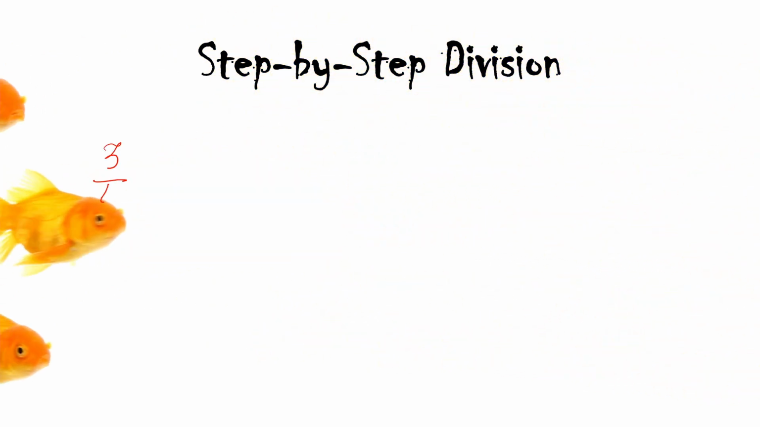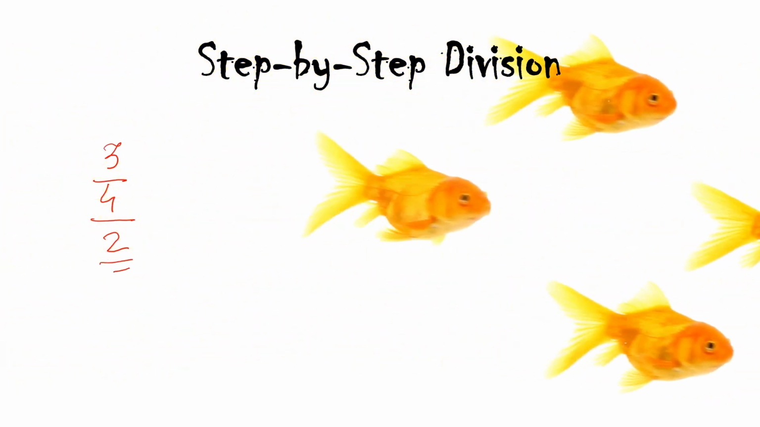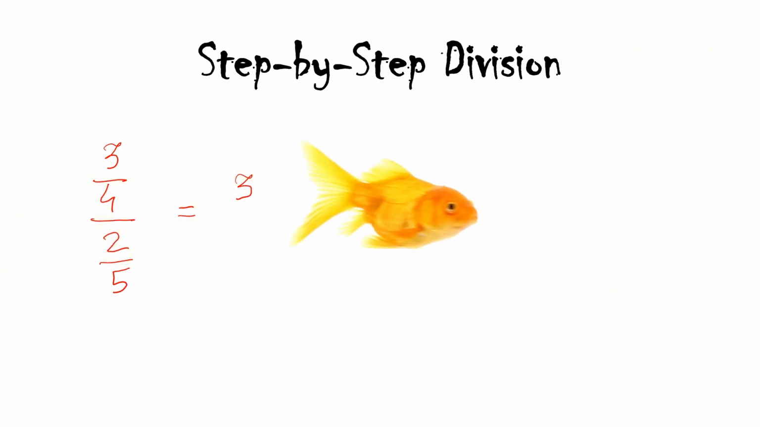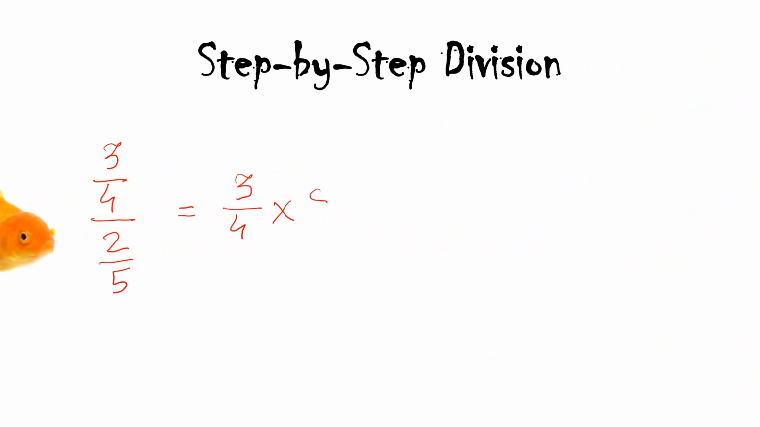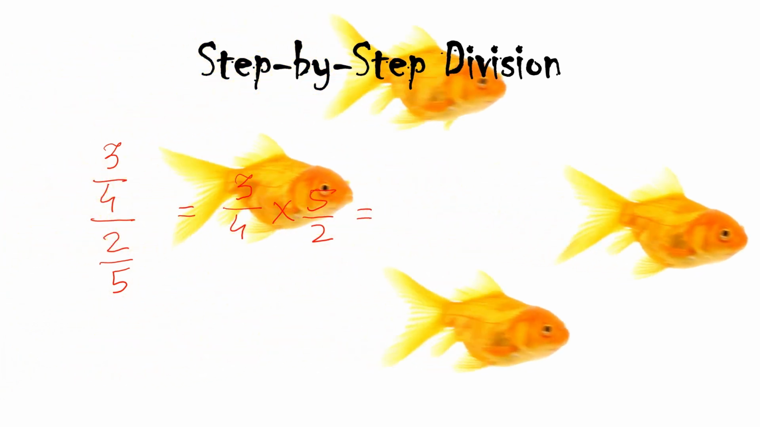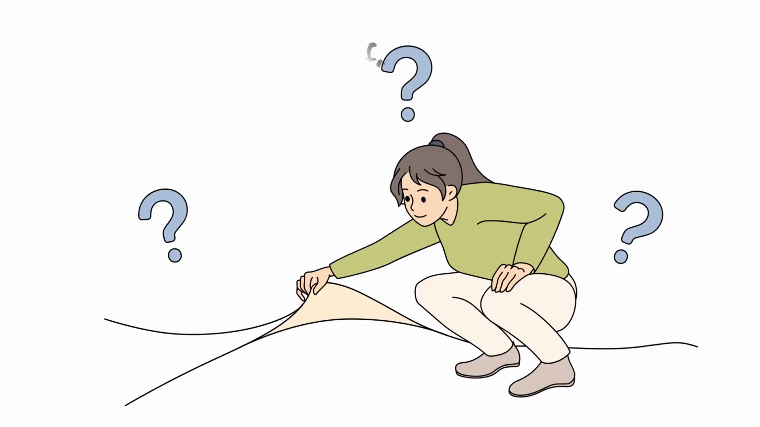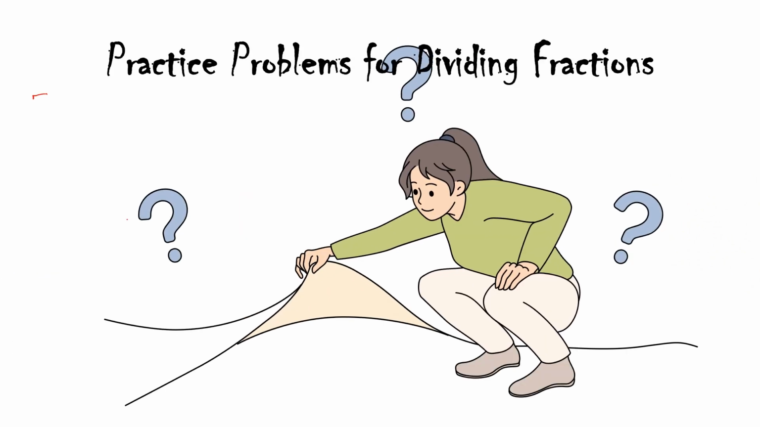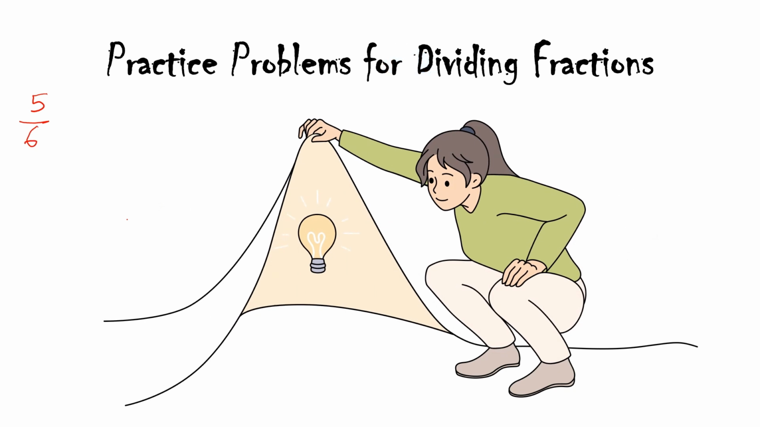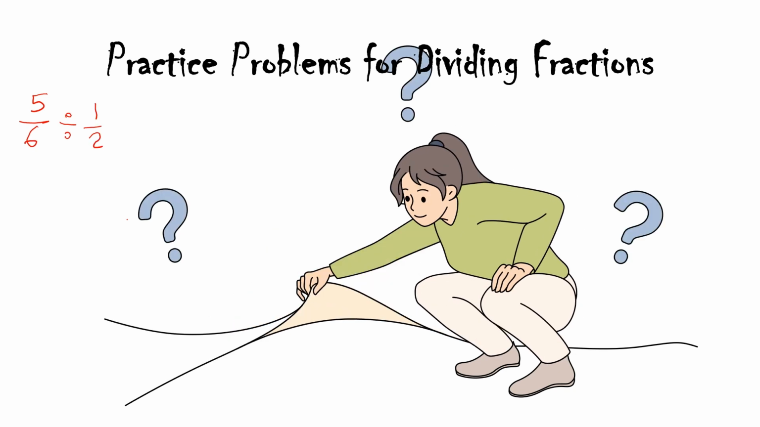For example, 3 by 4 divided by 2 by 5 becomes 3 by 4 multiplied by 5 by 2, which equals 3 multiplied by 5 divided by 4 multiplied by 2 equals 15 upon 8. Let's practice. What is 5 by 6 divided by 1 by 2? Pause the video and solve it on your own.